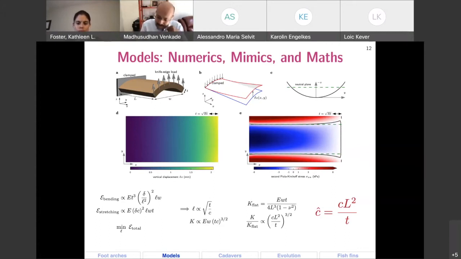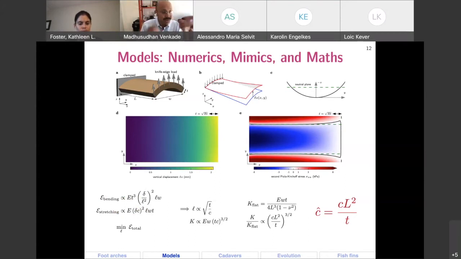And that departure is happening in a boundary layer, which we would like to understand where it comes from. That boundary layer comes from a competition between bending and stretching. Bending energies go like thickness cubed, but stretching energy goes like the extra strain introduced due to the change in stretch, which is because of the curvature. So the total energy that would be minimized, which is how the elastic structure would respond, happens when these two become balanced with each other.